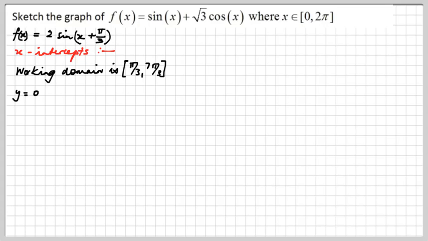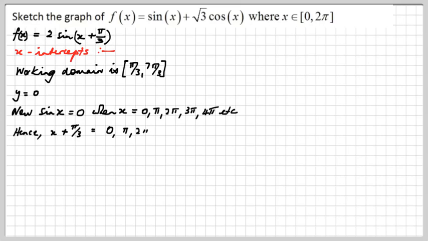Now, y's got to be 0 for the x-intercepts. Normally, sine x equals 0 at 0, and then every pi from there on. So within our working domain, the thing behind the sine, which is x plus pi on 3, must equal that. You can call the x plus pi on 3 blob. So sine of blob equals 0, pi, 2 pi, 3 pi, and so on. Therefore, blob must equal 0, pi, 2 pi, 3 pi. Then you can solve it for x, because blob is x plus pi on 3. You know what I'm saying?